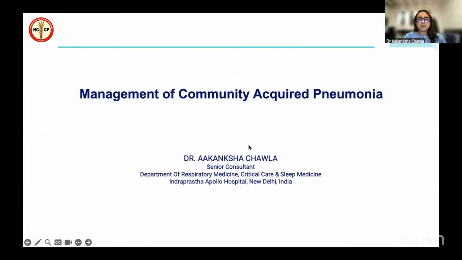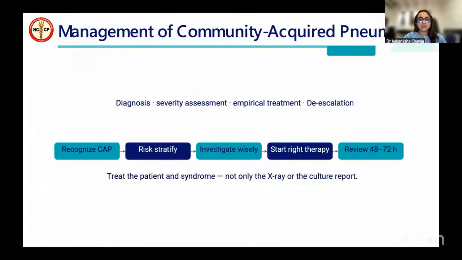So we'll start with the management of community-acquired pneumonia. We all know that for us to manage a community-acquired pneumonia, first you need to be able to recognize CAP. So the diagnosis is very important. Then risk stratification, severity assessment, investigate wisely wherever it is recommended or required. And then, of course, starting the right therapy. So empirical treatment has to be appropriate and then reviewing at 48 to 72 hours.